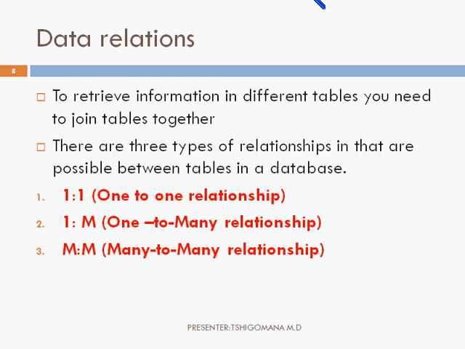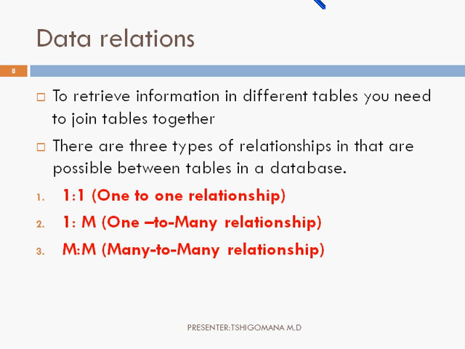Data relations. Now, in order for you to retrieve information in different tables, you need to join tables together. Let's say, for example, you have 5 tables. One table has the names and initials of students. One table perhaps has the students' performance. Another table has the students' parents, students' guardian. Another table has the subjects that students are doing.